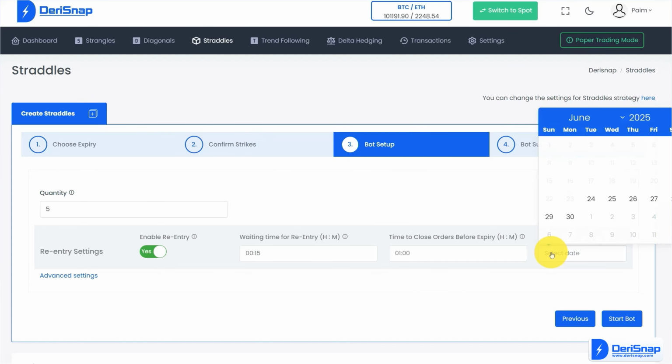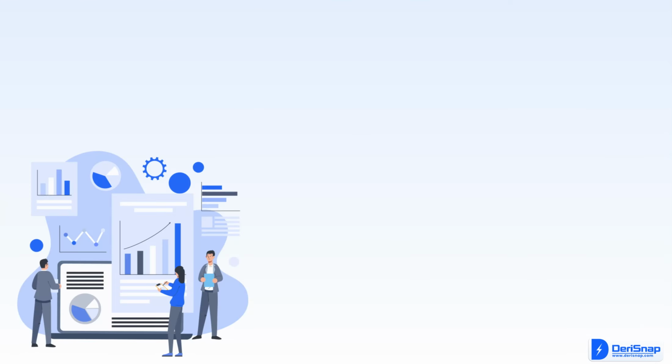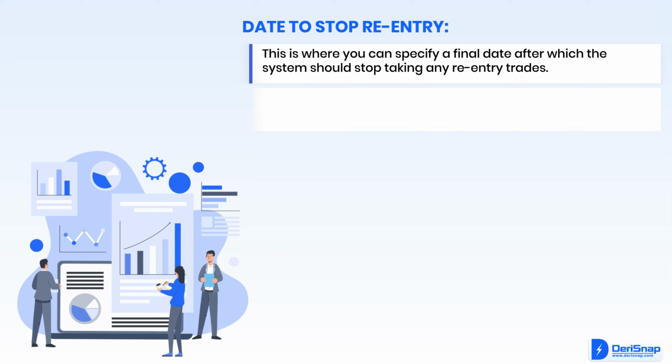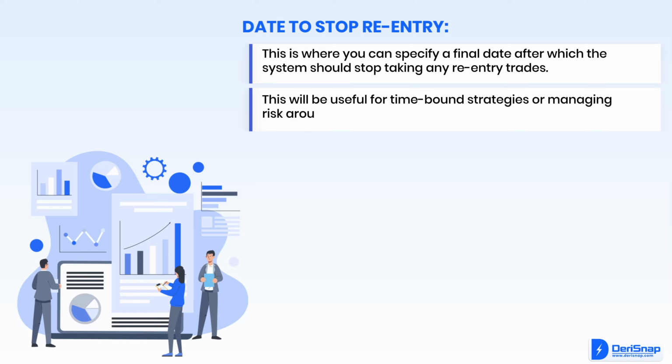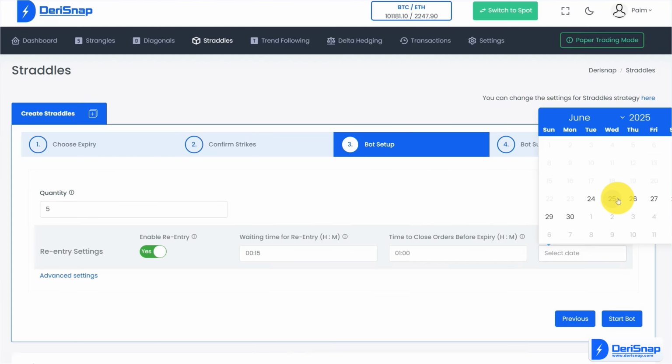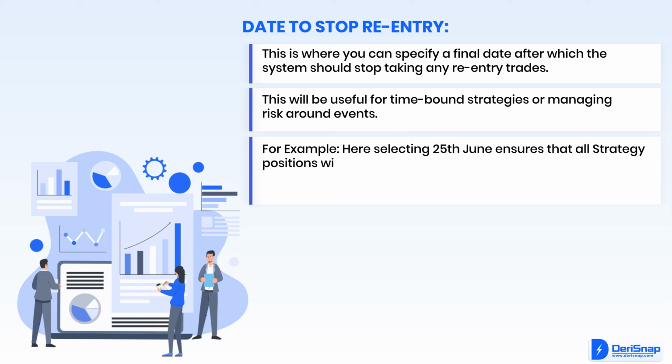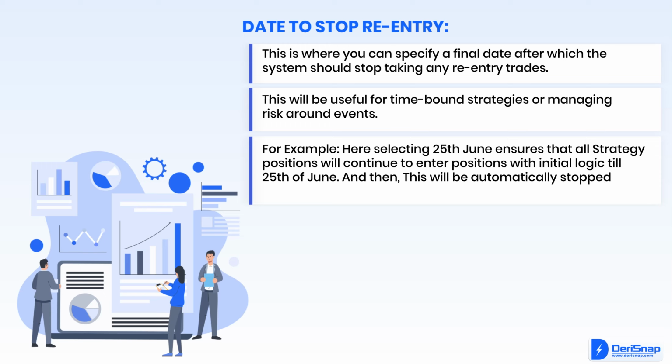Then you need to set date to stop re-entry. This is where you can specify a final date after which the system should stop taking any re-entry trades. This will be useful for time-bound strategies or managing risk around events. For example, here selecting June 25th ensures that all strategy positions will continue to enter positions with initial logic till 25th of June. And then, this will be automatically stopped 1 hour before market close on June 25th expiry day.